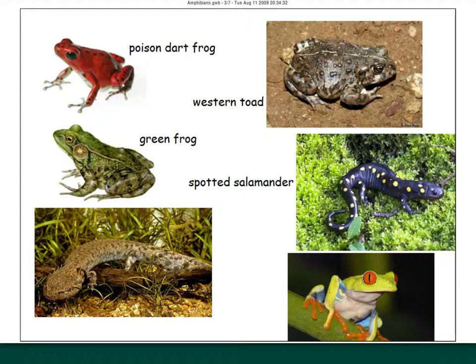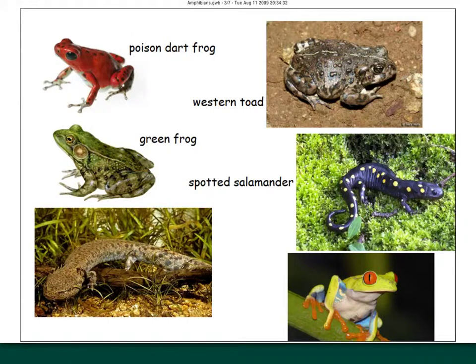Look at the toad. Let's compare frogs versus toads here for a second. Smooth skin on the frog, smooth on the toad because it's amphibian, but notice there's a few more bumps on the toad. It's a lot bigger too. You can look at those 3 frogs there, or the green frog, the poison dart frog, the western toad.